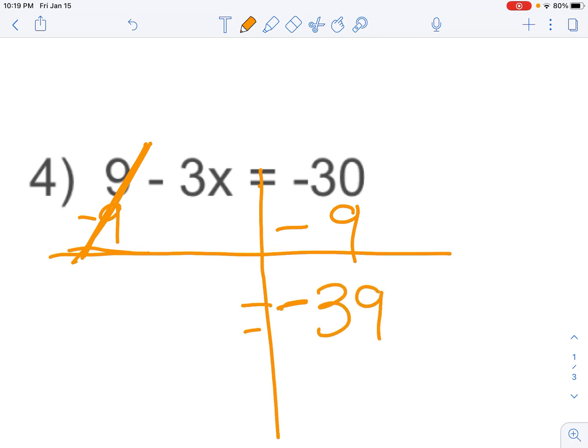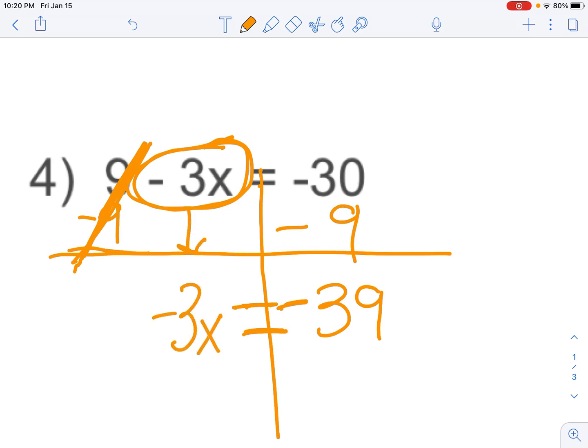Bring down your equal sign. Now what's left over is a negative 3x. I always circle when I see negatives left over, or that's why I also said cross these off so that you don't miss the positive or the negative sign. This comes down and this is left over.